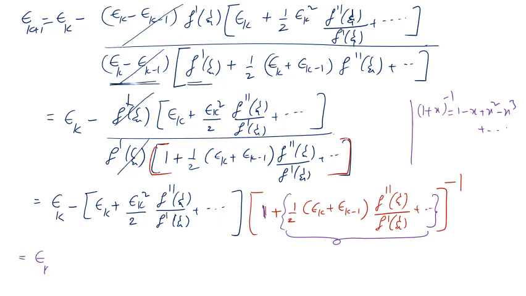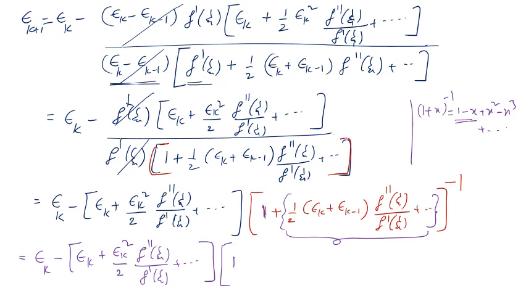Becomes epsilon k minus this one, epsilon k plus epsilon k square by 2 f double dash xi by f dash xi, and so on, right? And here I am writing only the first two terms, up to this: 1 minus x. So 1 minus 1 by 2 of epsilon k plus epsilon k minus 1 f double dash xi by f dash xi. That's it. Am I ignoring x square and the remaining terms? Okay, 1 plus x whole power minus 1 expansion, I am considering only up to first two terms. Remaining terms negligible.